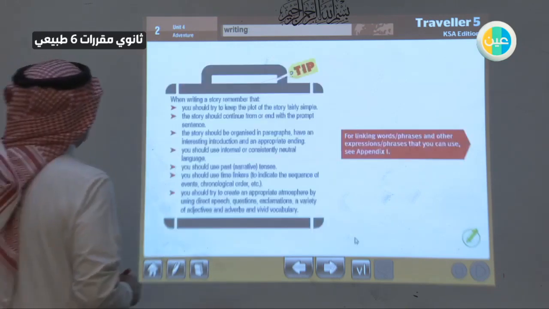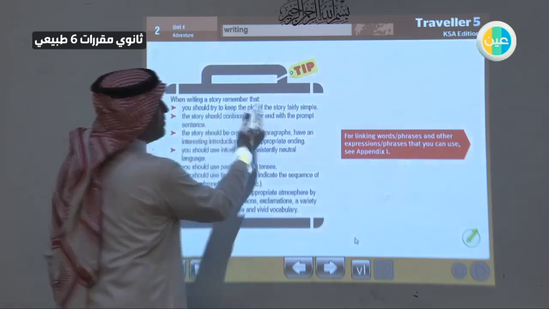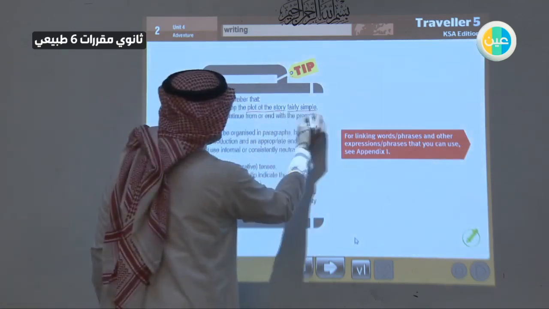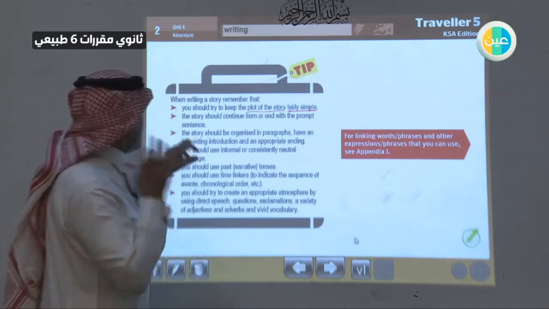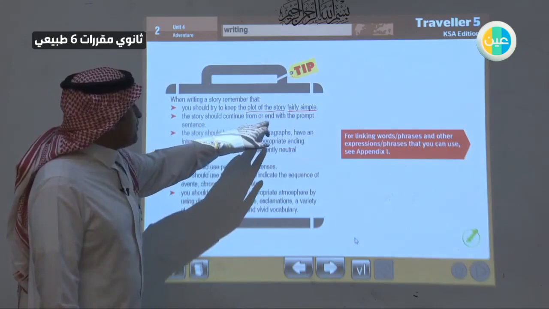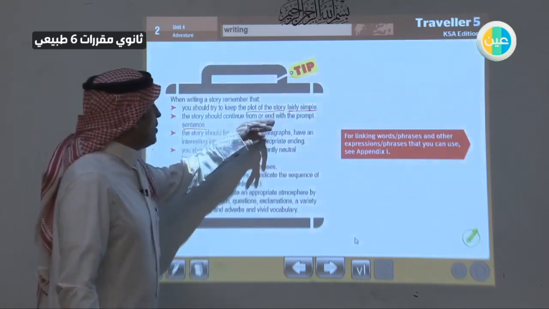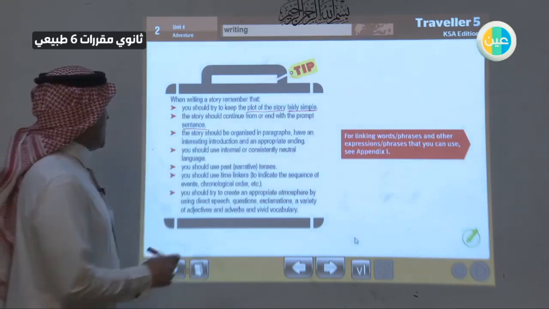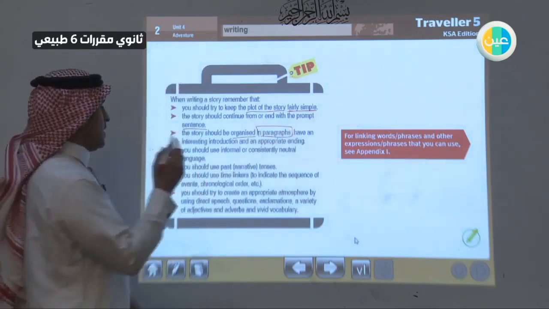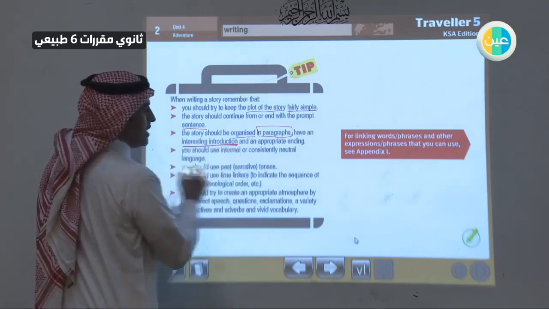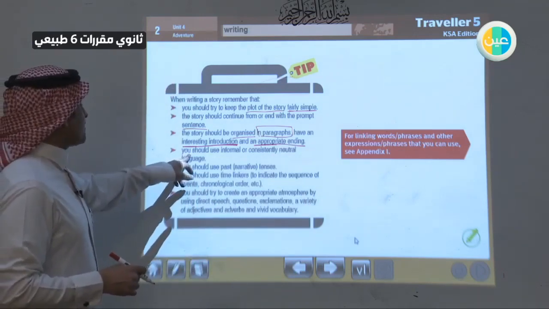There are some tips that are very, very important to use when you write. The first one, you should keep the plot of the story fairly simple. It must be easy, okay? And use easy vocabulary. The story should continue from or end with the prompt sentence, the given sentence, okay? The story should be organized in paragraphs. How many paragraphs? We have 3 paragraphs: an interesting introduction, the main part, and an appropriate ending.